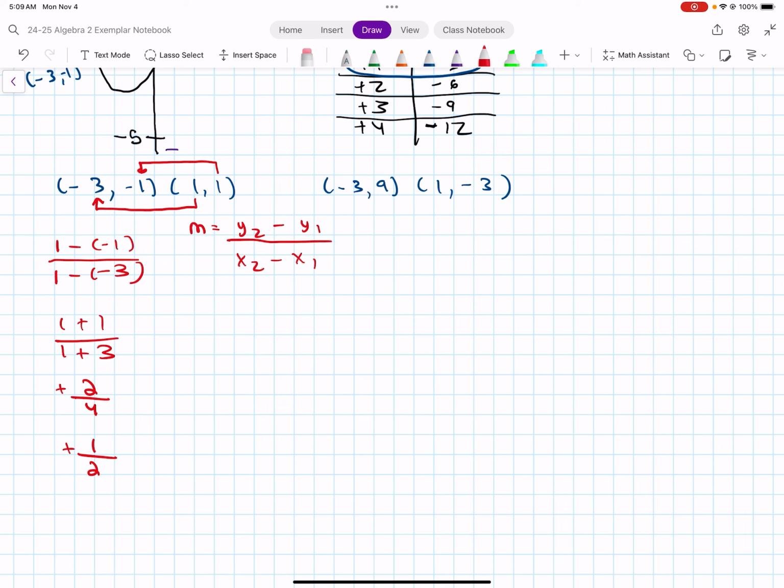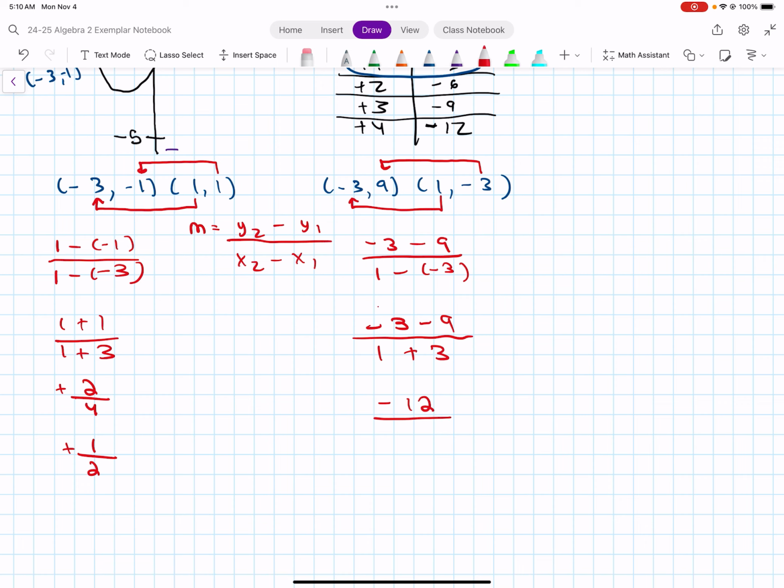All right. Moving on to the next one. It's -3 minus 9 over 1 minus -3. So rewriting it, because I see a negative being subtracted by a negative. Subtracting a negative, so we add the values, and now let's operate. -3 minus 9 is -12. 1 plus 3 is 4. That gets me -3.